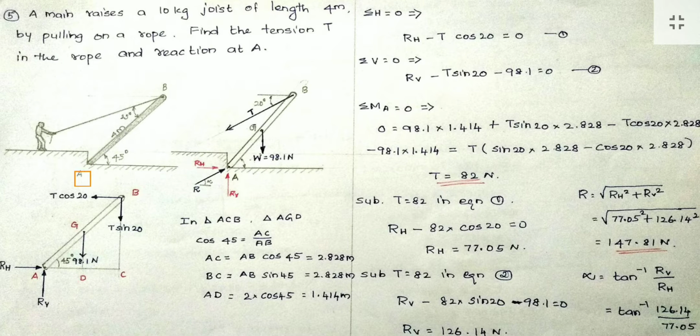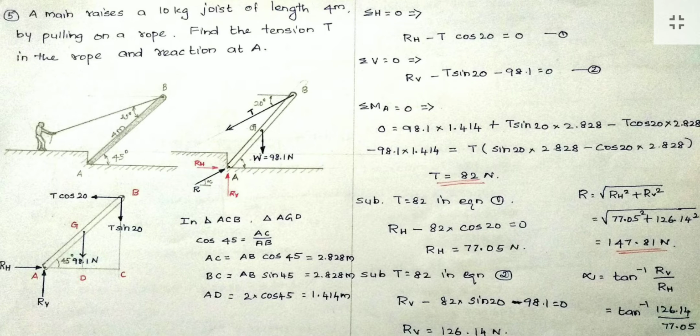So here the joist is supported at the point A, right? So when it is supported at the point A, it gives one reaction force. Whenever an object is supported, a reaction force is created. Because it is supported at the point A, a reaction force will be created.